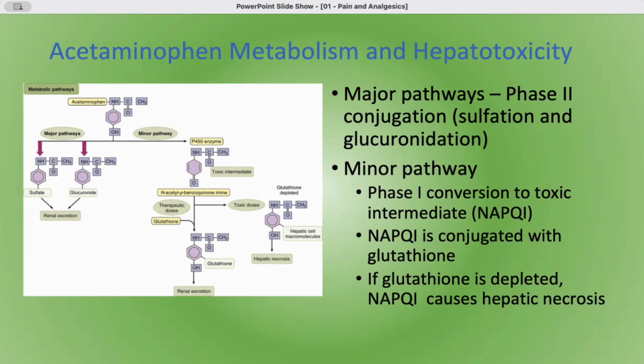Again, we think that at doses greater than 3 milligrams a day, either in a single overdose or cumulatively over the course of a day, increases the risk for this liver damage from this toxic metabolite. Right? So, how do we deal with that?